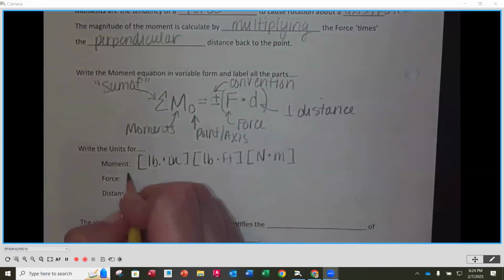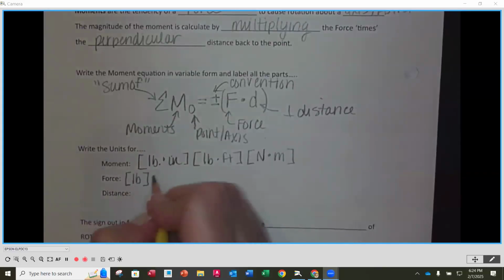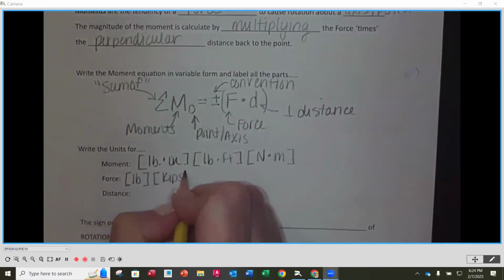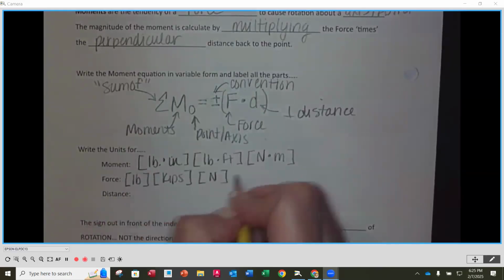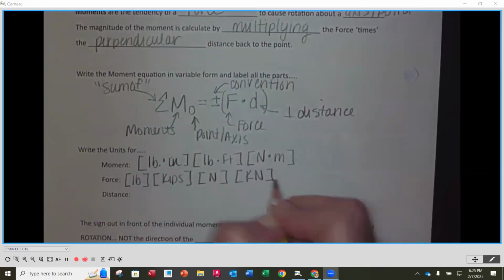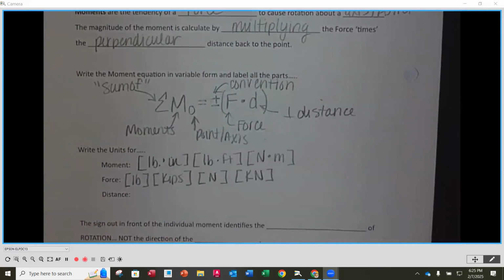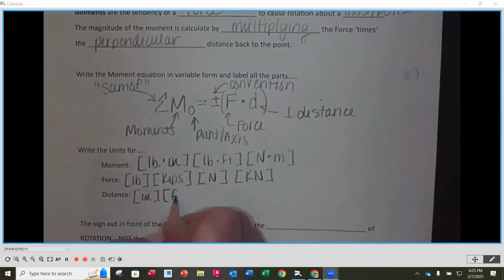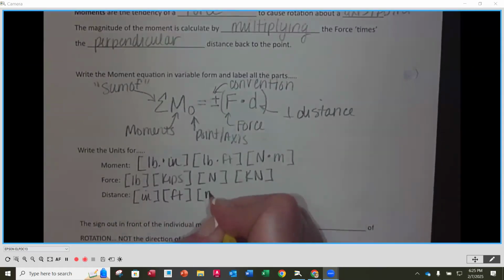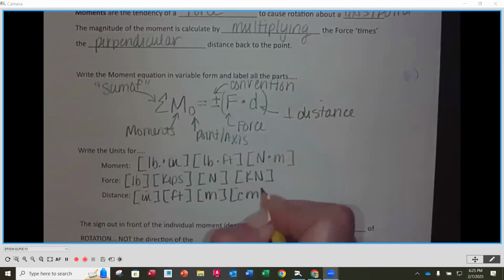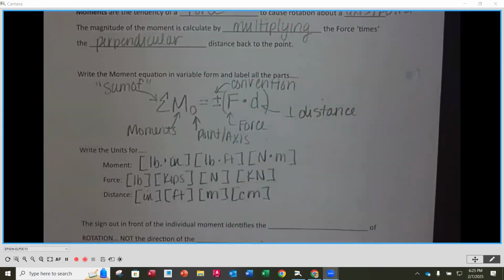For force, the units are going to be pounds, kips, newtons, kilonewtons, and again, multiple versions. And then distance. Distance can be inches, feet, meters, centimeters. Okay, any distances that go along with the scale of the problem.